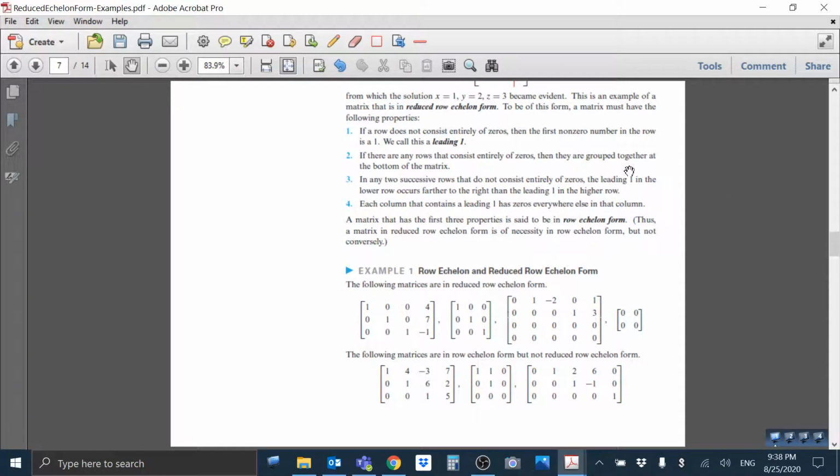From your book, their definition is a little bit more rigid. They want you to have a leading one from day one. I don't want that. For echelon form, you can have any number different from 0 as leading entry. It's fine. Oh, something cute. Matrix 0 is in echelon form. Something very special.